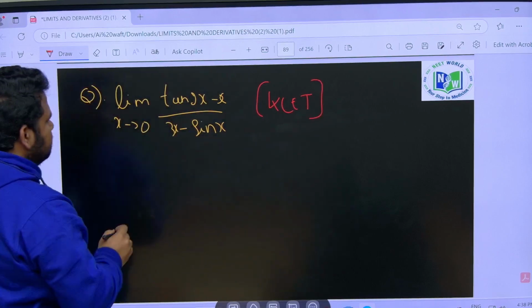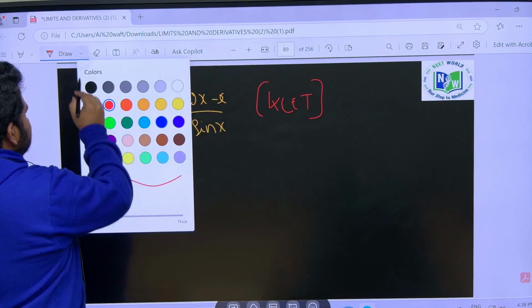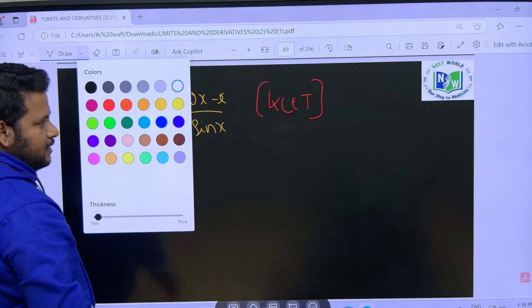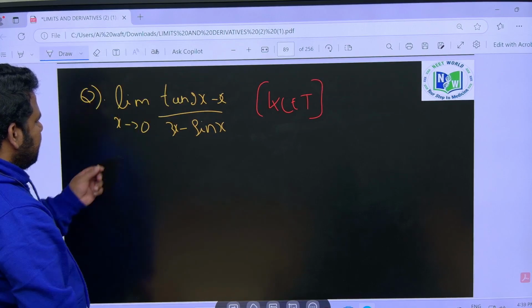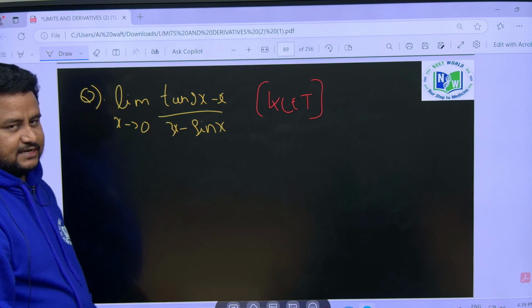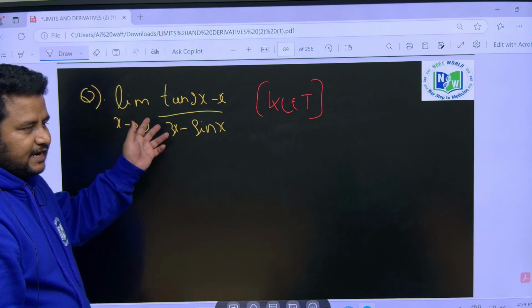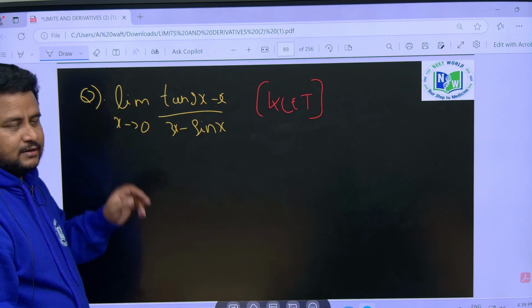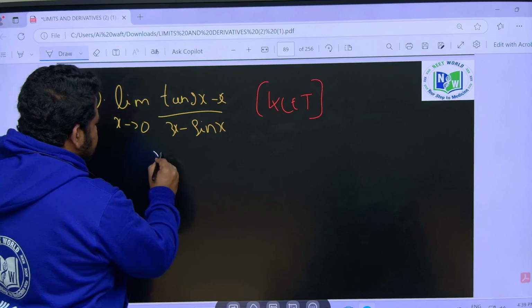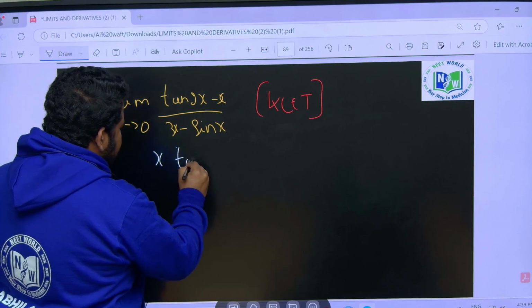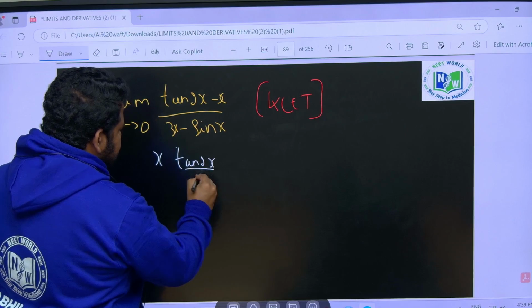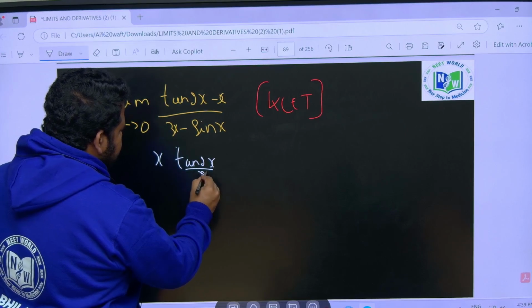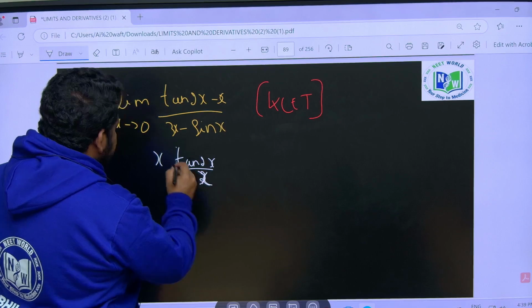Okay. So, if they ask limit tan 2x minus x by 3x minus sin x, how to solve this question? Tan 2x minus x can be written as what? First, let me take x common. If I take x common, what will happen? x into tan 2x by x, because there is no x here. Tan 2x by x.